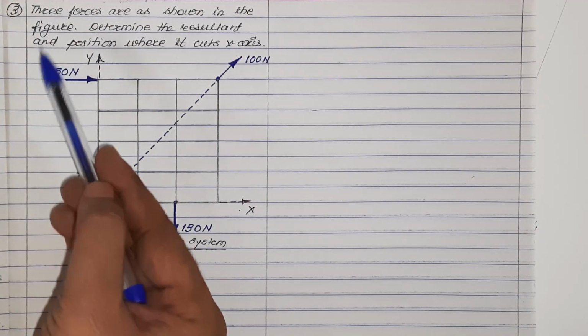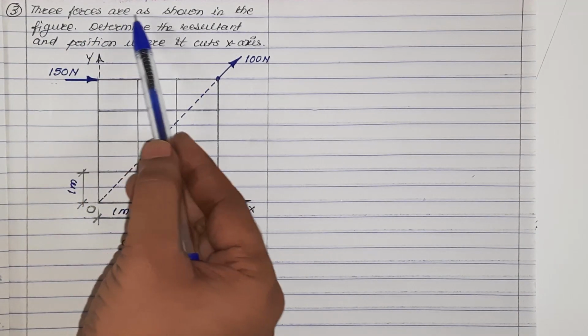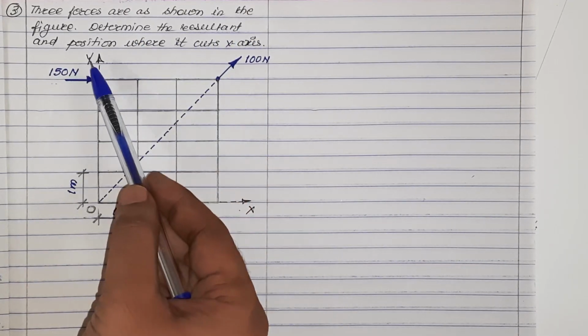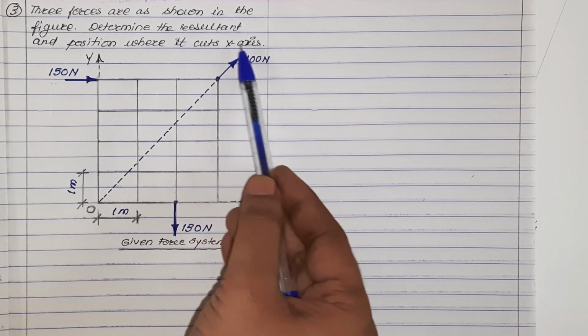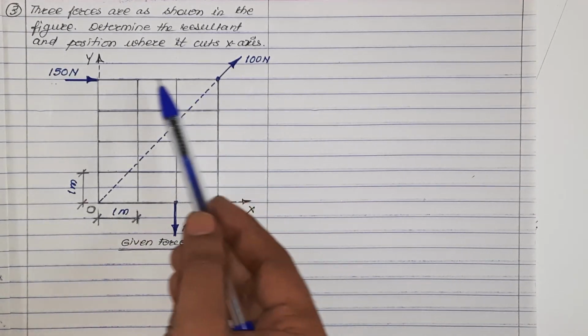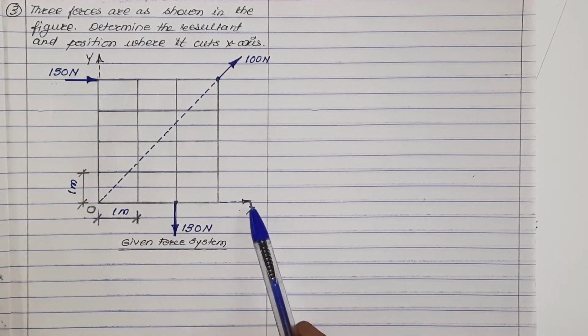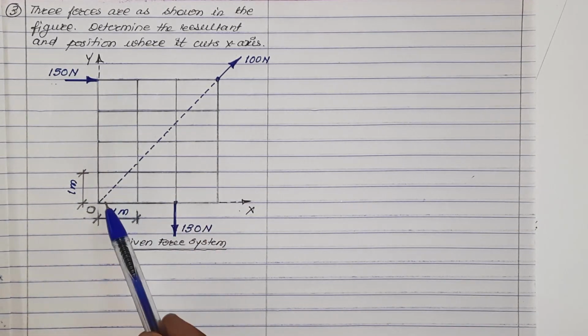Example number 3. Three forces are as shown in the figure. Determine the resultant and the position where it cuts the x-axis. So, this is the diagram given in the numerical. This is the origin, this is the x-axis, this is the y-axis.